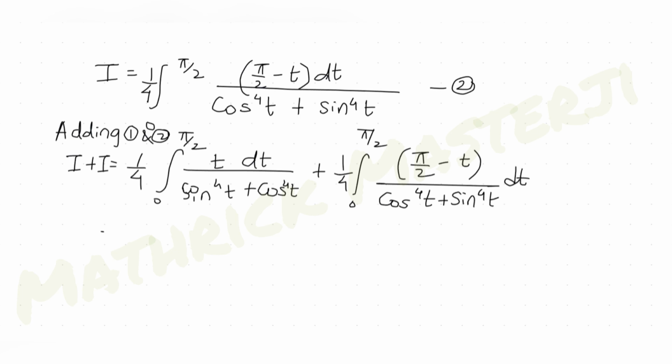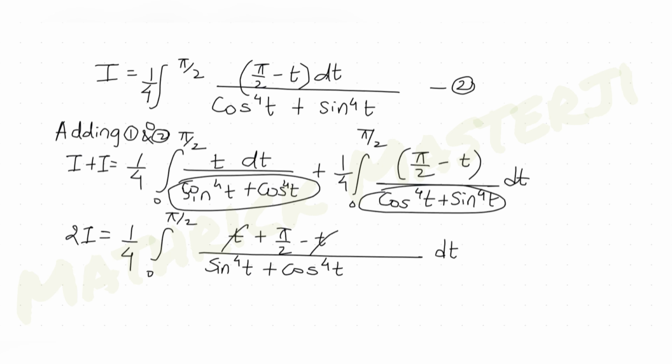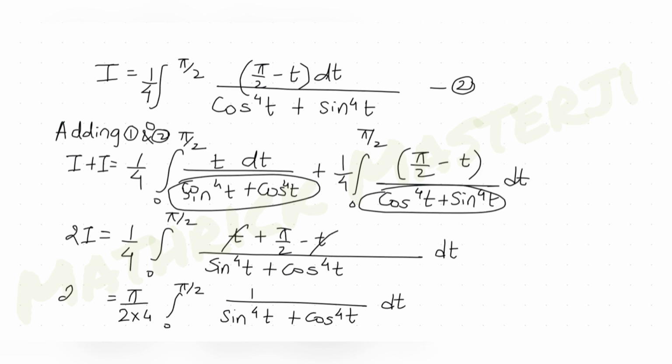Now, if I see, I get actually 2I equals 1 over 4 common. Limits of 0 to pi over 2 is also common. Also, if you see, the denominator is the same here. So, since the denominator is the same, let's take the same denominator, and you get from here t plus pi over 2 minus t dt. So, t and minus t get cancelled. You get pi over 2, which gets multiplied with 4 in the denominator. The limits from 0 to pi over 2 become 1 over sin raised to 4t plus cos raised to 4t dt. And this is 2I. So I get from here I equals pi over 16.